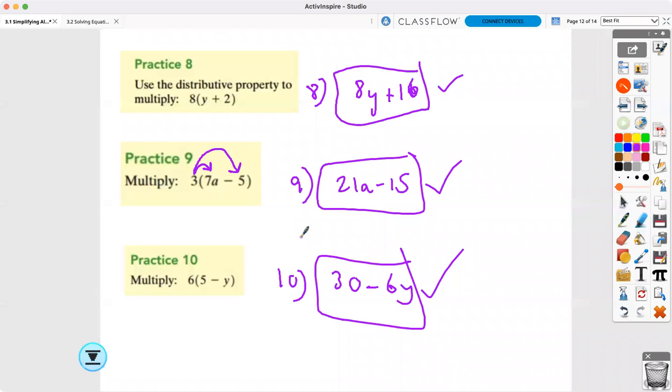I remember one student last semester, she gave me a little attitude. Well, I don't need to do the arrows, sir. I'm fine. And then what happened on one of the tests? She didn't distribute to the second term. She asked, well, can I get some credit back? And I told her, no, there's no credit because you didn't do the correct work. So just make sure the techniques I'm showing you here are techniques that I picked up that allowed me to be successful in my math classes.